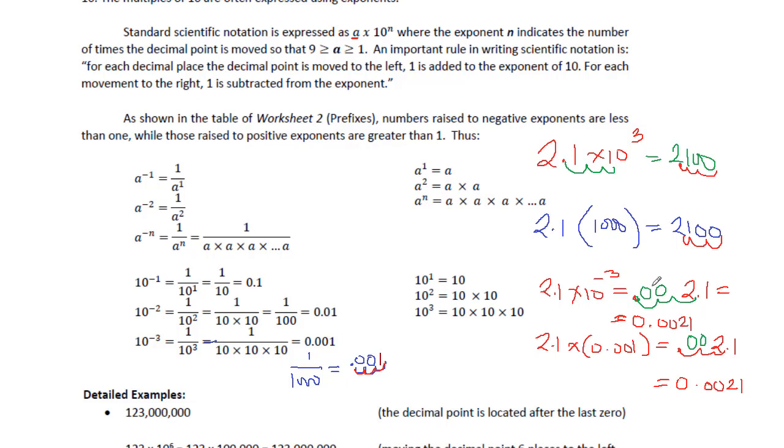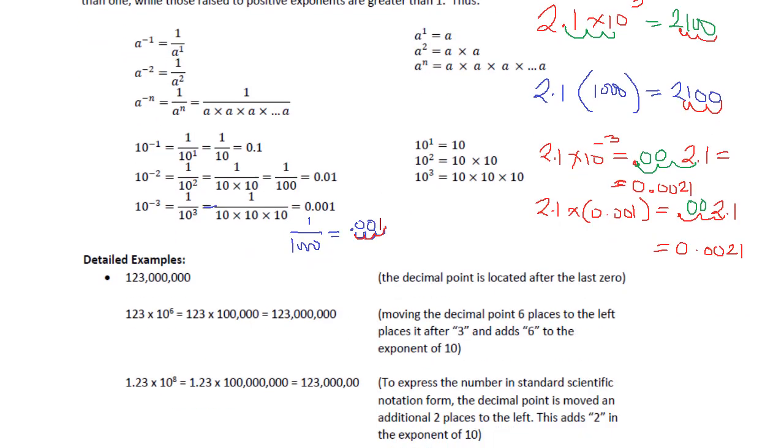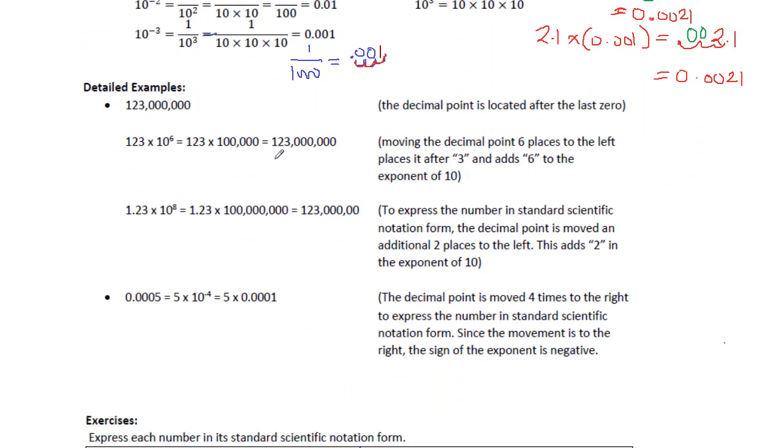0.0021. They are equivalent, but it's better to write with a zero first than a bare decimal. So that's it. Remember that when the exponent is positive, we move the decimal place to the right, and when the exponent is negative, we move the decimal point to the left.